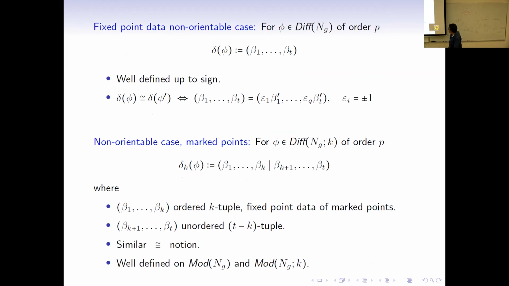non-orientable case. So in this case, you take a diffeomorphism of order P of a non-orientable surface, and you can define the fixed point data in the same fashion. But the thing is, these betas are well defined only up to a sign, right? So we're forced to introduce some equivalence relation or some congruence of some sort.